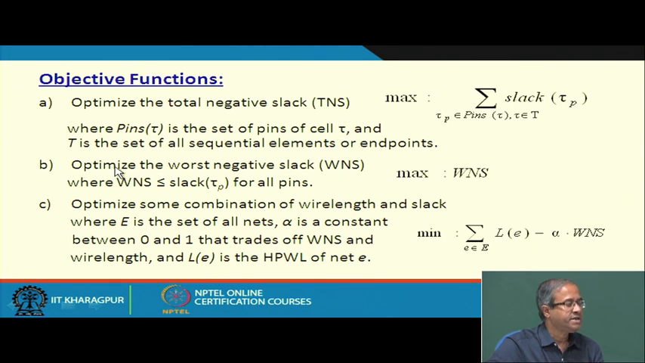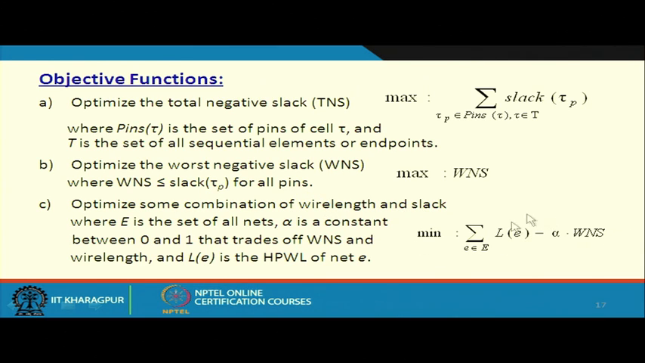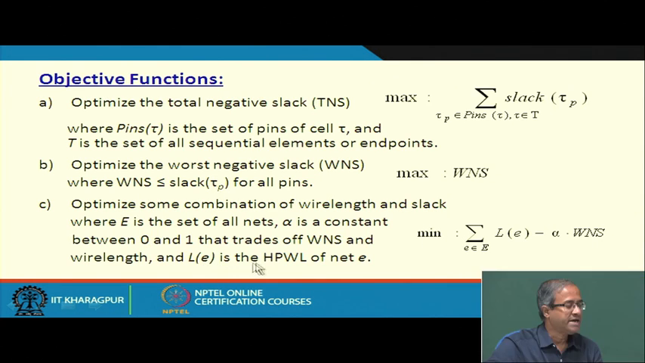Then the second condition may be you optimize the worst negative slack, max WNS. Worst negative slack also, you know the expression, you can calculate that. So, WNS will be less than or equal to slack tau p for all tau p, and you can make some weighted combination, the sum of the total length of the net wires and let us say the worst negative slack WNS. So, you can use this LE as the half perimeter wire length for all the nets, sum total, and you can use this WNS, the negative slack. So, this alpha can be a parameter between 0 and 1. So, using that you can actually control the impact of the area, the length of the net and the slack. So, these are the typical objective functions which are used here.